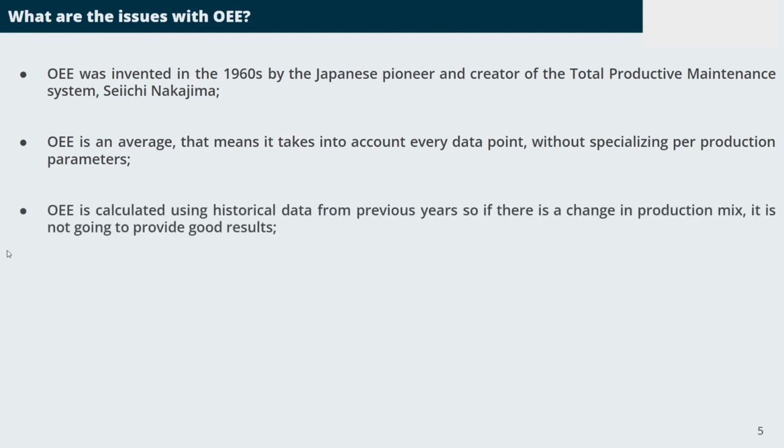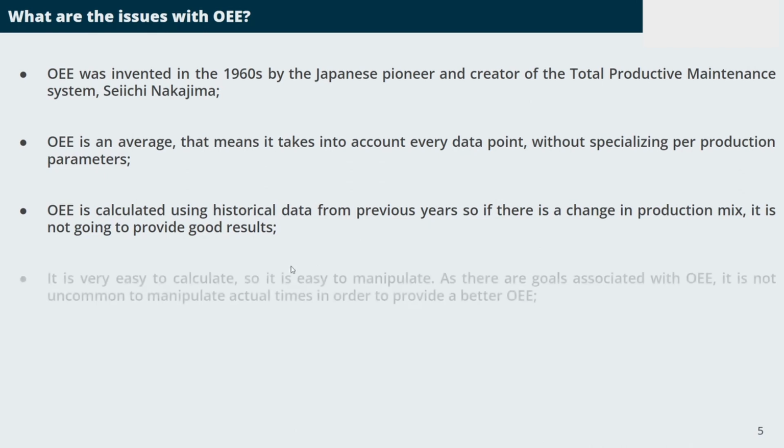OEE is calculated using historical data from the previous year. So if there is a change in production mix, it's not going to provide good results. So let's say for 2020 you produce products A, B, and C, and you calculate your OEE using that production. For next year, 2021, if you produce products X and Z, your OEE is not going to provide good results because your production is completely different from the previous year, right? Your production mix is going to be very different.